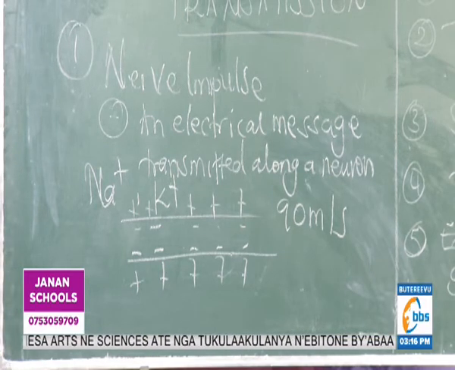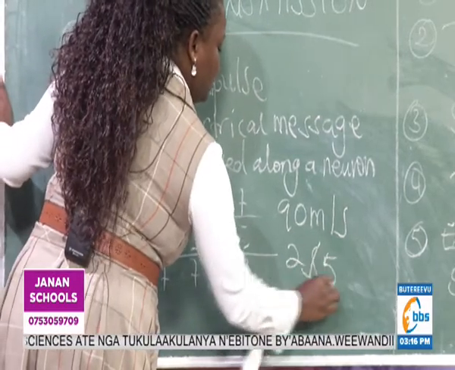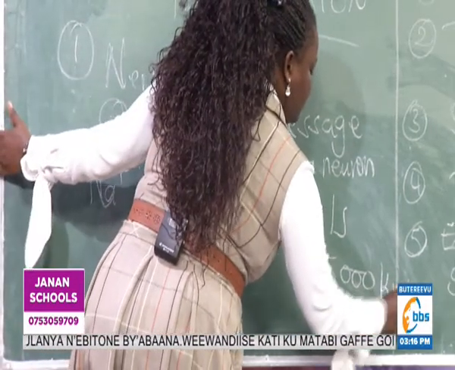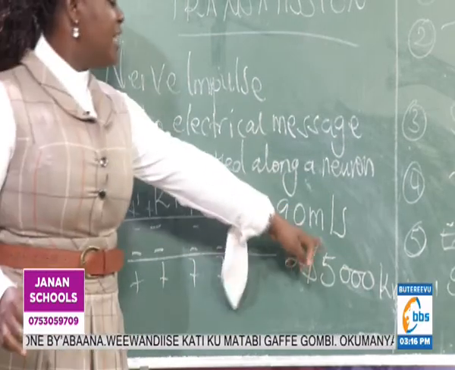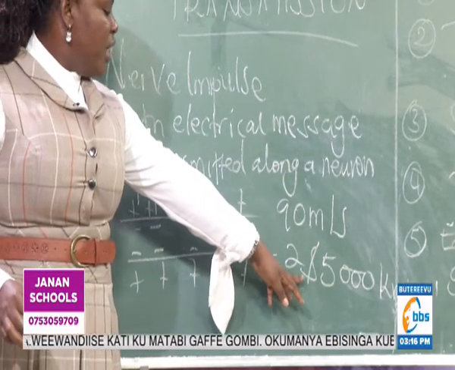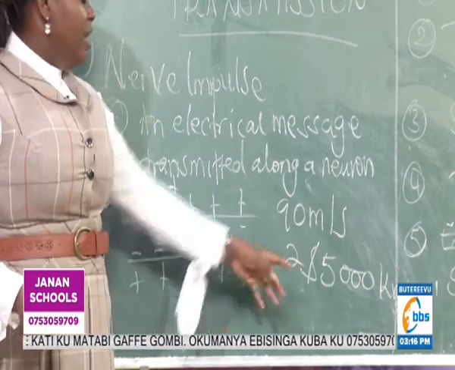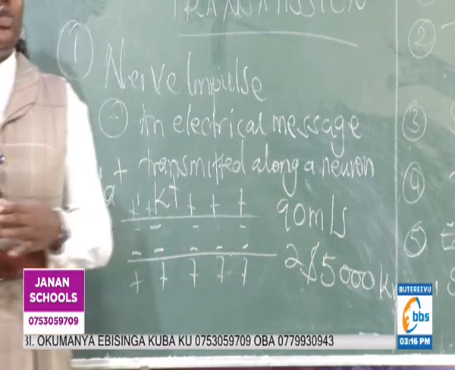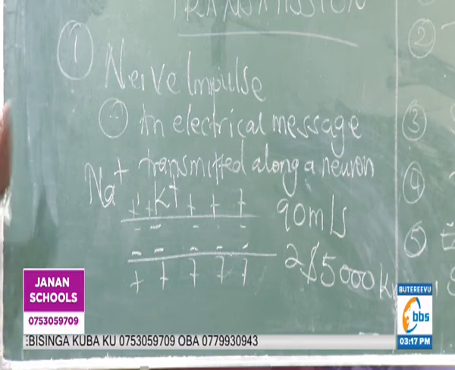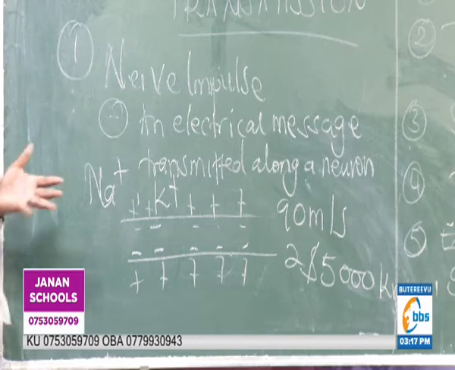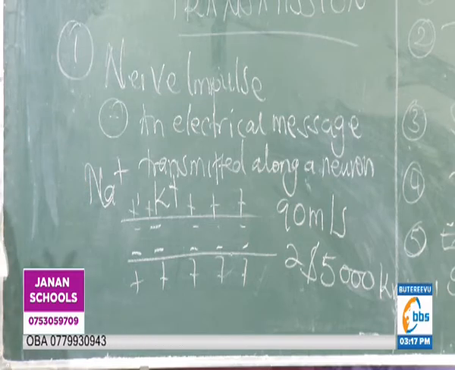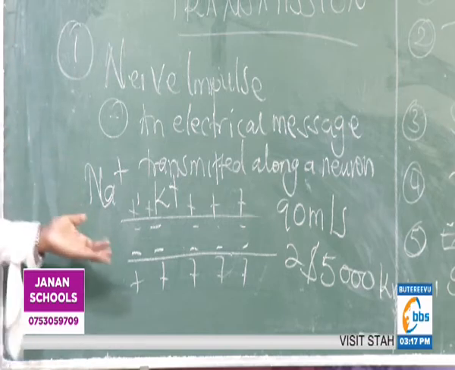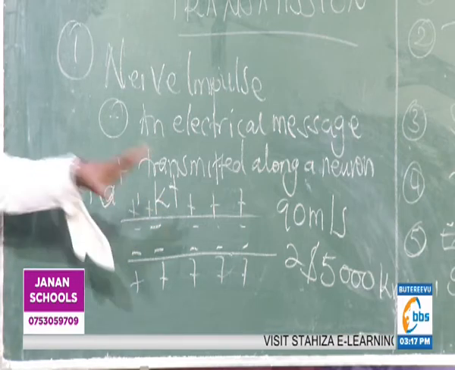Whereas electricity always travels at a rate of 285,000 kilometers per second. So you can see this is in meters and this is in kilometers. That shows that electricity moves faster than a nerve impulse in your body. And that is why we should not relate the two. We shouldn't relate a nerve impulse in our body to electricity. However, a nerve impulse in our body travels at a rate faster than the normal blood flow. The rate at which our blood flows within our body is a little bit slower than the rate at which a nerve impulse travels across a neuron.